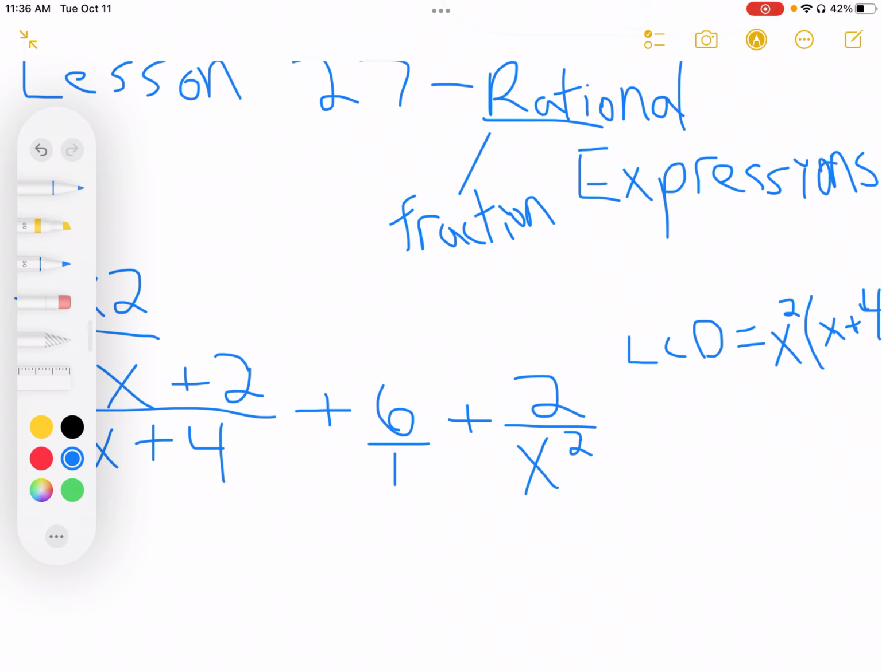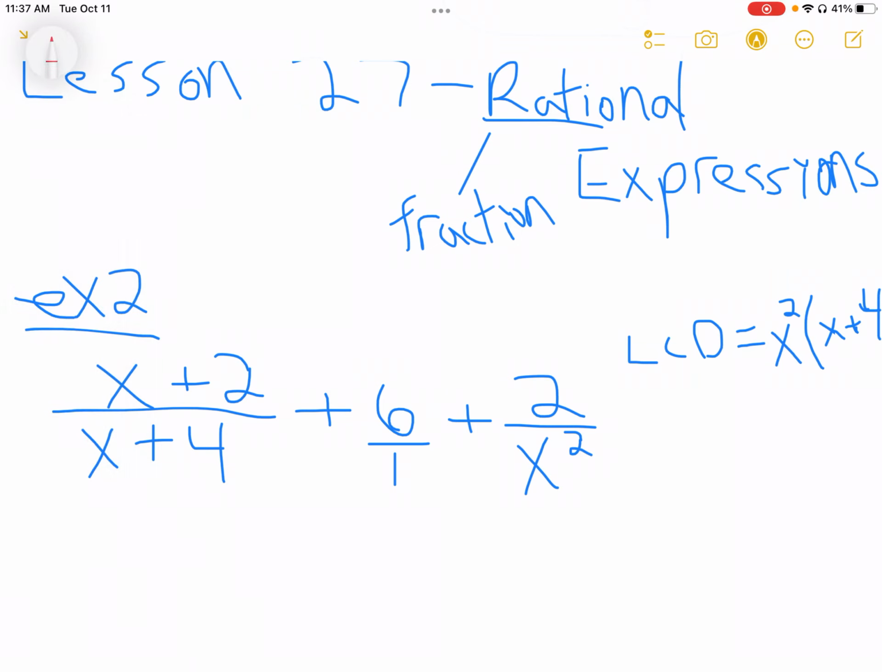Then I have to make sure they all get there, right? So let's just show this here. So that means this first term, I can multiply it by x squared over x squared, right? Because x squared over x squared is just multiplying that fraction by 1. Now for the second one, I have to multiply it by both terms here. So I have to multiply by x squared times x plus 4. I have to do both of those. And I have to do it top and bottom.